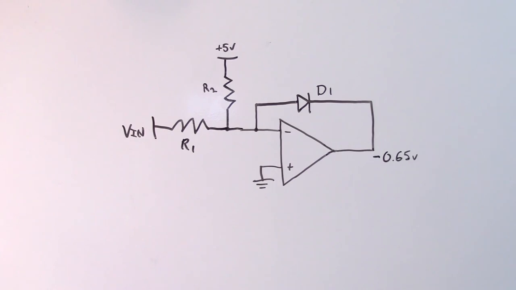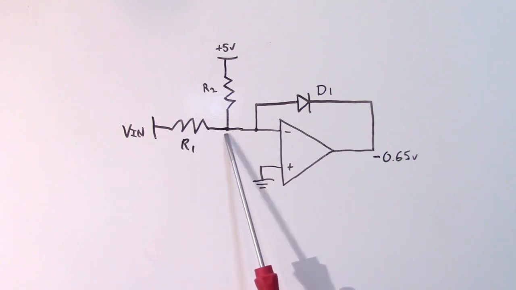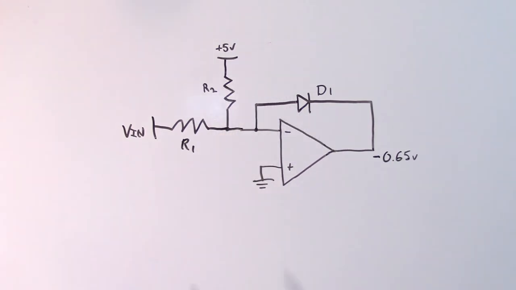And this is going to hold true for any positive input of Vin, because as Vin goes up, we're just going to drive this point more and more positive, so our Thevenin equivalent voltage is going to get larger and larger, and that's just going to keep this diode forward biased, and the output of the op-amp will continue to be negative 0.65 volts.